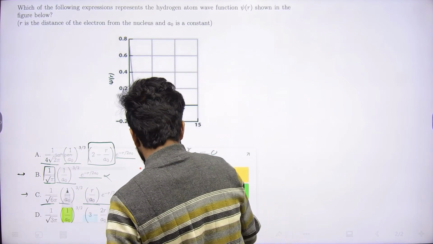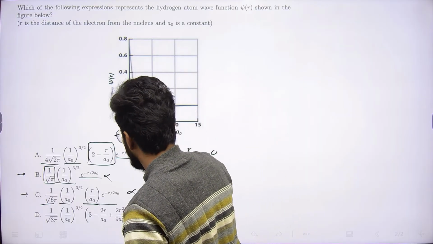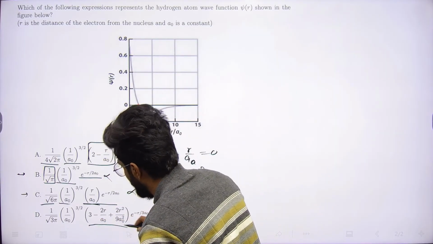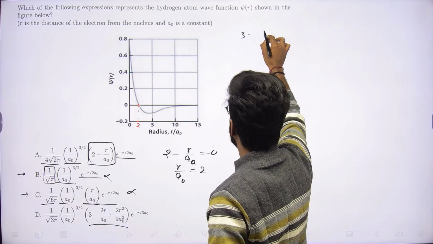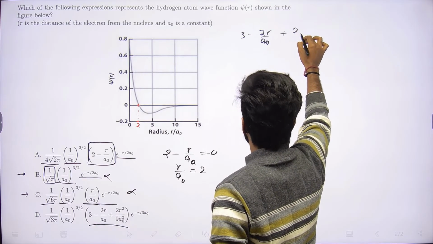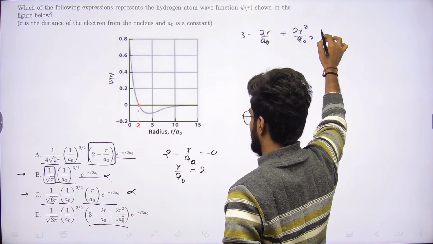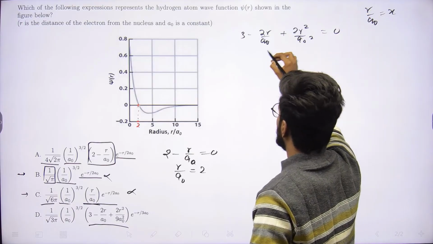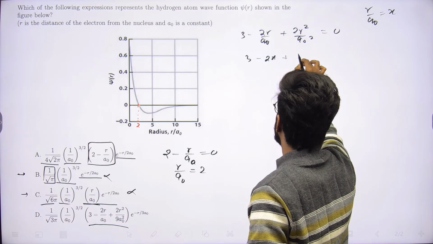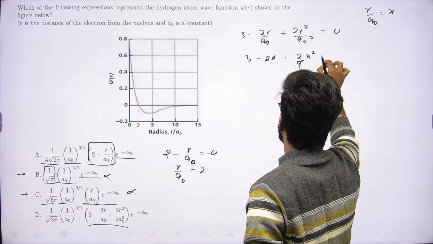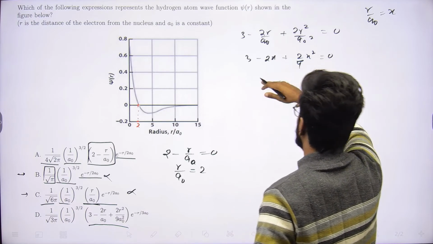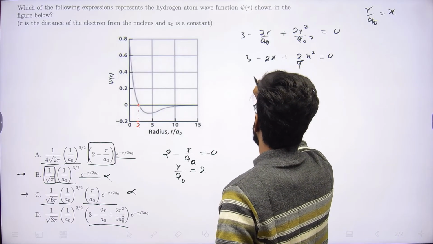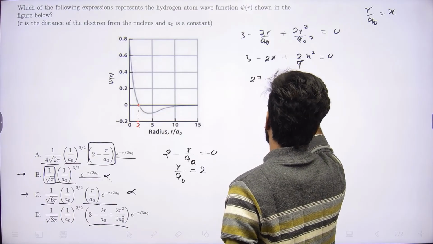Now, before jumping to the answer or just clicking the MCQ, have a look at D. D also can have this factor equal to 0, right? If we try to solve it, 3 minus 2r by a naught plus 2r square by a naught square equals to 0. Just consider r by a naught as x, it will simplify your equation: 3 minus 2x plus 2 by 9 x square equals to 0. Take the LCM, put the 9 on the right hand side, and it will be 27 minus 18x plus 2x square.